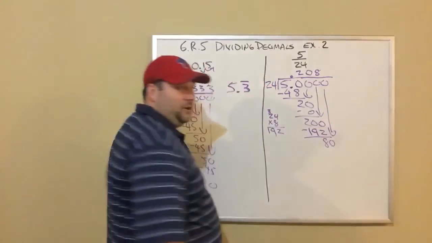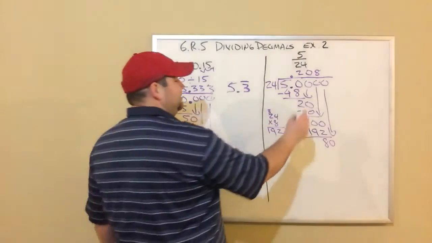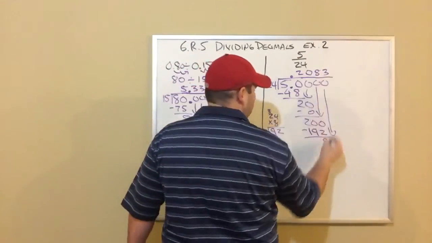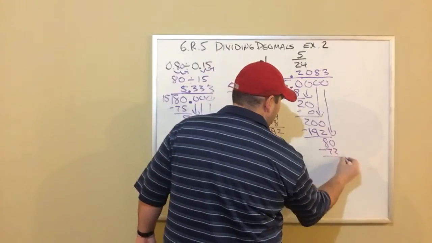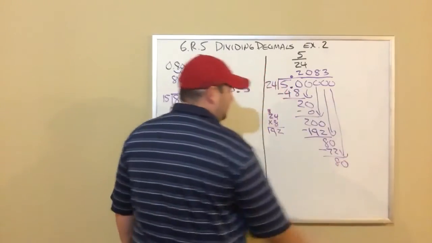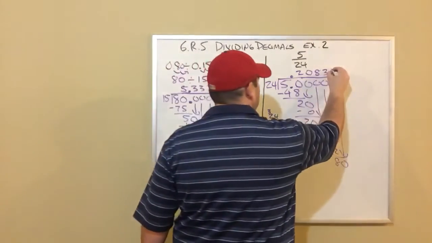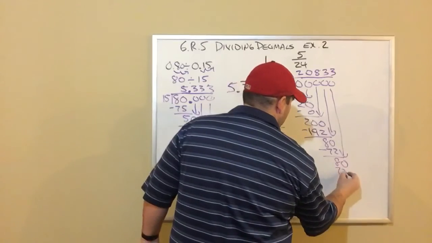This just keeps going and going. How many times does 24 go into 80? 24 goes into 80 3 times. 3 times 24 is 72. Subtract, I get 8. Bring down a 0. All right, here we go. We found where it repeats. 24 into 80 3 times again. 3 times 24 is 72.